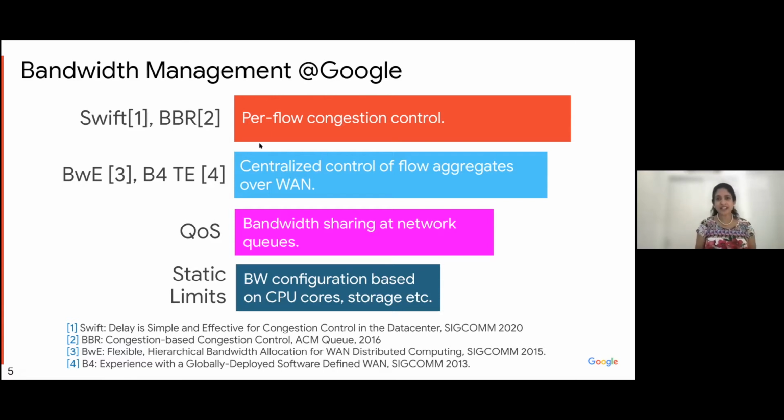For some aggregates, particularly those going over the wide area network, we also have large-scale centralized entities such as the bandwidth enforcer that measure bandwidth usage and congestion created by different jobs accessing the wide area networks. And they compute bandwidth allocations for different jobs. So systems like bandwidth enforcer or B4's traffic engineering are operating over aggregates of flows as opposed to fine-grained flows like what per flow congestion control does.